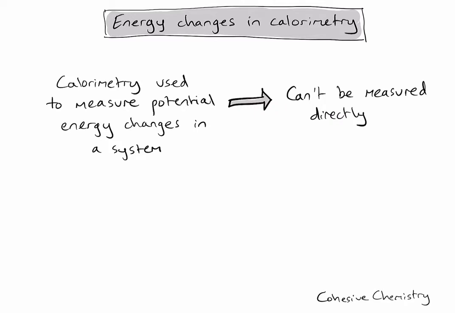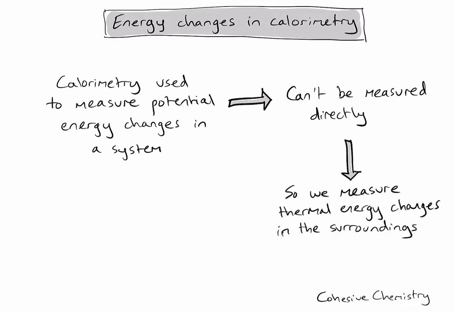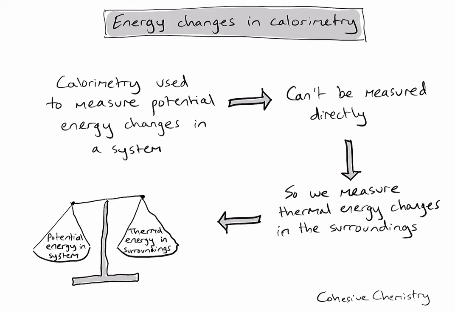But what we can do is measure changes in thermal energy in the surroundings, because we know that any changes in the potential energy of the system must also equate to changes in the thermal energy in the surroundings. If one of these types of energy increases, the other must decrease, and vice versa.